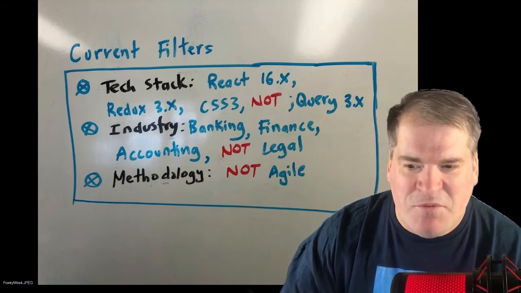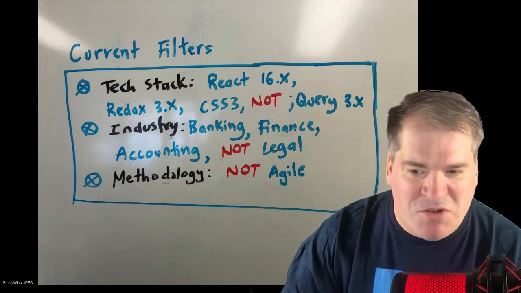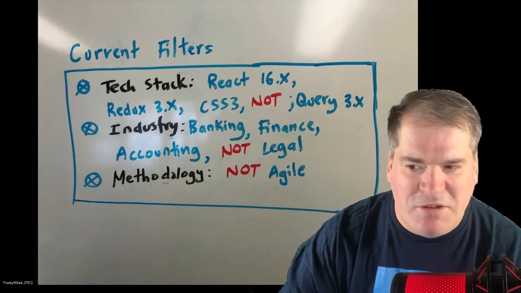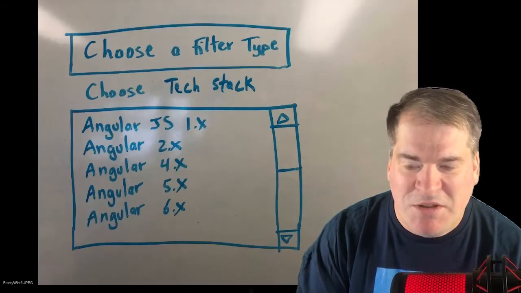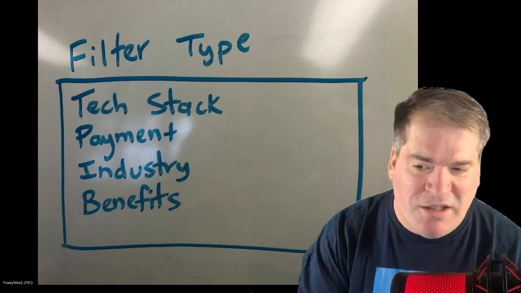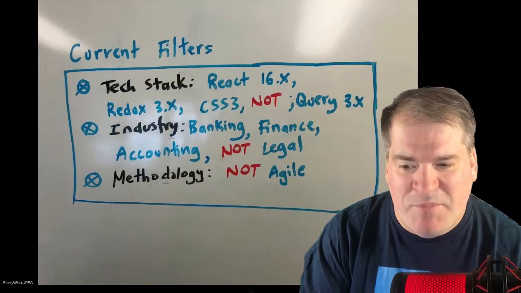And the same thing for industry and methodology. I can say methodology not agile or industry not legal. The X to the left of the filter lets me delete it. I can always go back here, and let's say I want to change my benefits. I can always click on that, then change which settings I've changed, which will then update this.